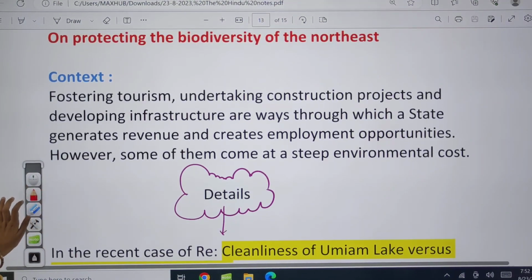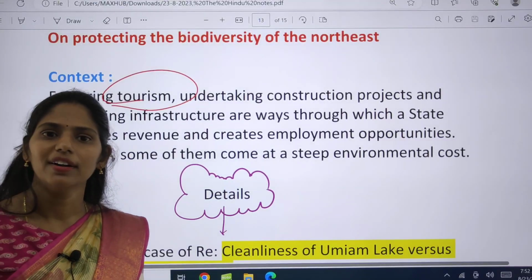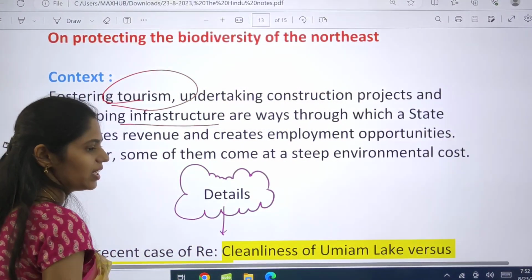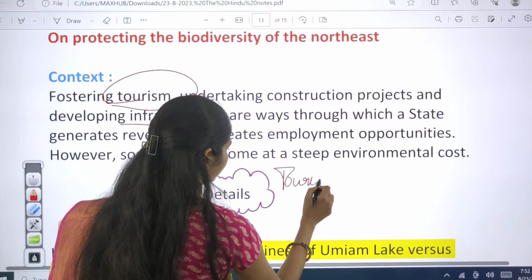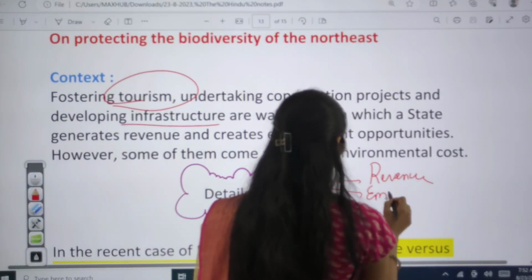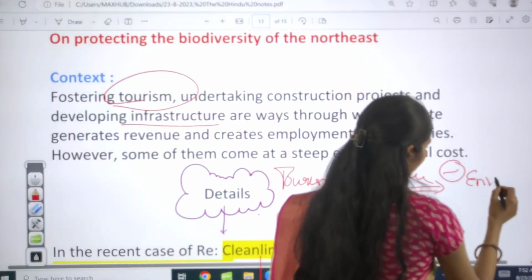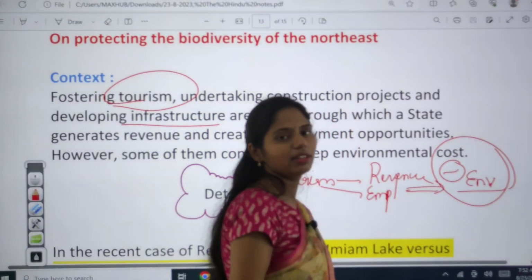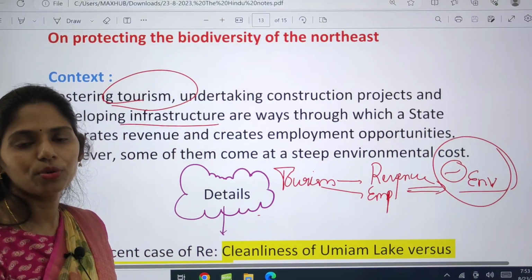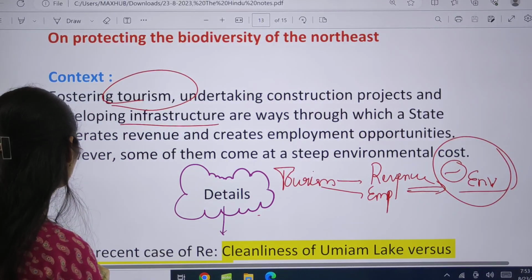If you see the context, it says that the present government is especially focusing on tourism, and on coming up with developmental projects, construction projects and infrastructure development. Whenever we focus on tourism, that will create revenue and also create employment opportunities. But on the other hand, there will be negative impacts on our environment. Here we are focusing on this negative impact. Because our government is focusing on tourism to improve employment opportunities and get revenue, on the other side we are having environmental destruction. So this is the context of this article.